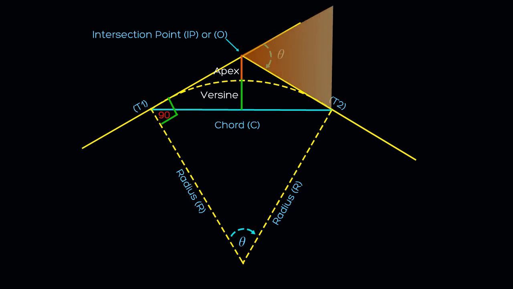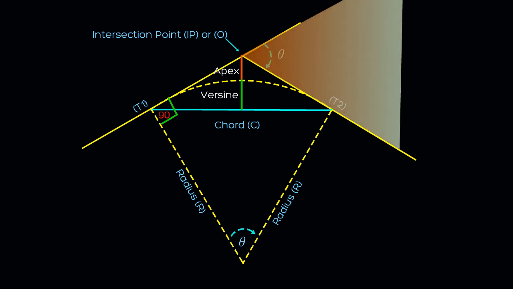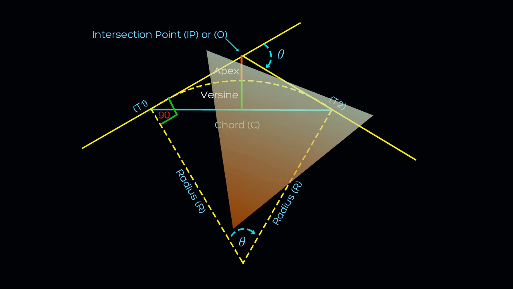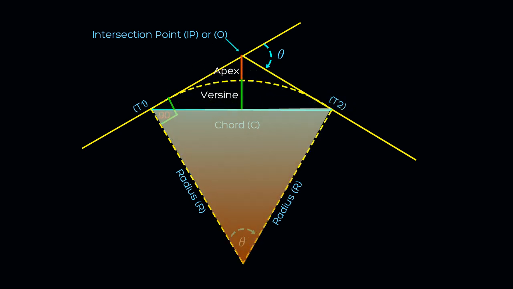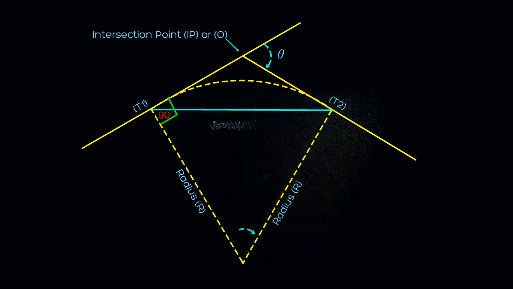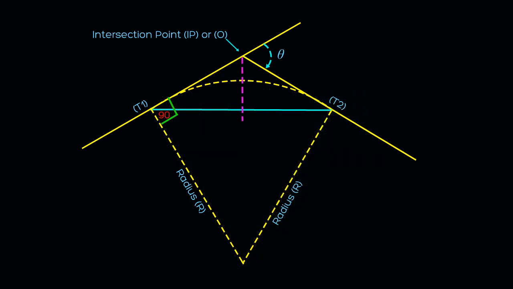So, the included angle at the center of the curve between these two tangent points is always equal to the deflection angle at the intersection point. Now, for easy calculation purposes, let us draw an imaginary straight line connecting the point of intersection, the midpoint, and the center of the circle, which is the origin point of the radius. This imaginary line bisects the chord, which means it is perpendicular to the chord length C.